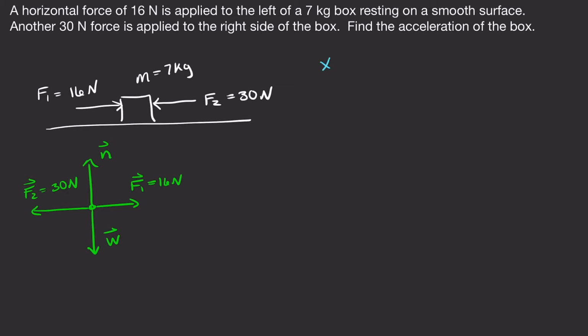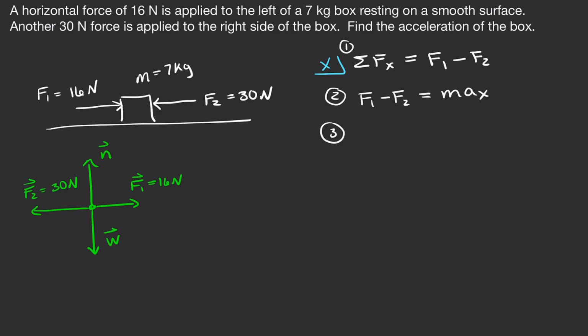Okay, and now that I have that, I'm ready to start doing Newton's laws. So I'm going to sum up the forces in the x direction. Okay, my first step. So that I have a positive F1 to the right and a negative F2 to the left. Okay, this is my first step. Then I want to take this net force, what I got for the net force, F1 minus F2, and set it equal to the mass times acceleration.